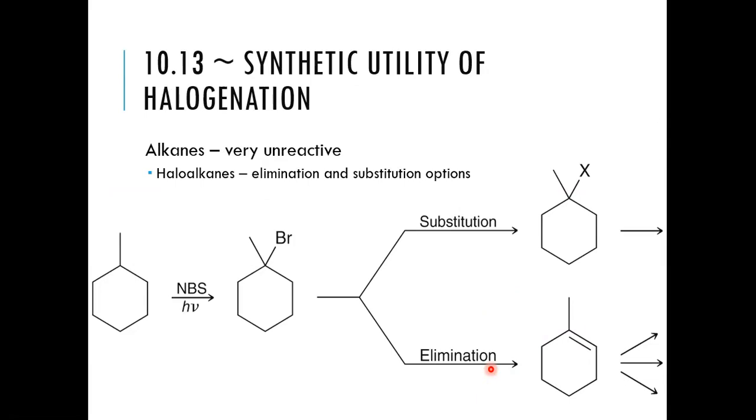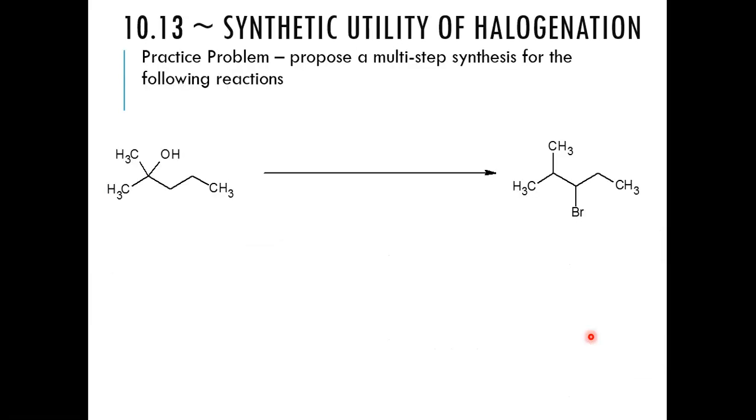Last section for us is putting this information together into multi-step syntheses. We haven't known how to react an alkane until this chapter because they are so very unreactive. But now we know how to add a halogen to an alkane. From our halogen, we know how to do a substitution reaction, we know how to do an elimination reaction, and then we also have another chapter, chapter 8, that tells us how to react alkenes. So this is opening up our toolbox and adding a lot of information to it. We're going to do 2 practice problems before we're done today. We're going to do 2 multi-step syntheses.